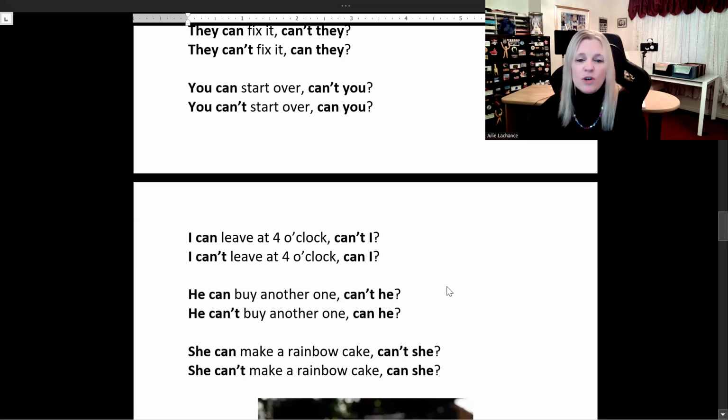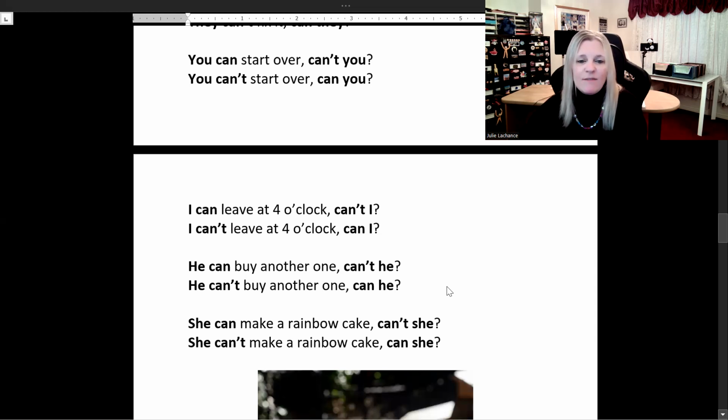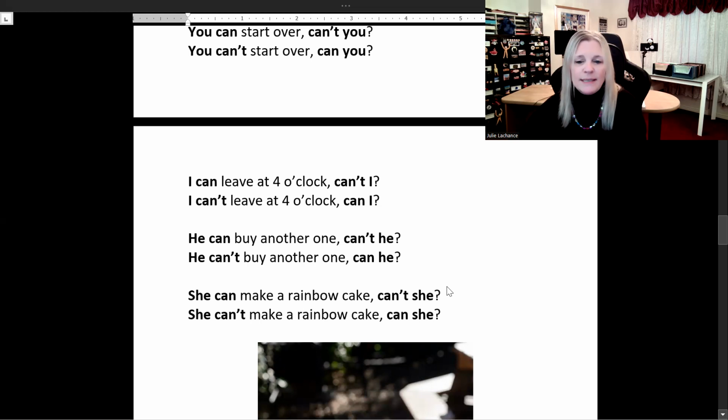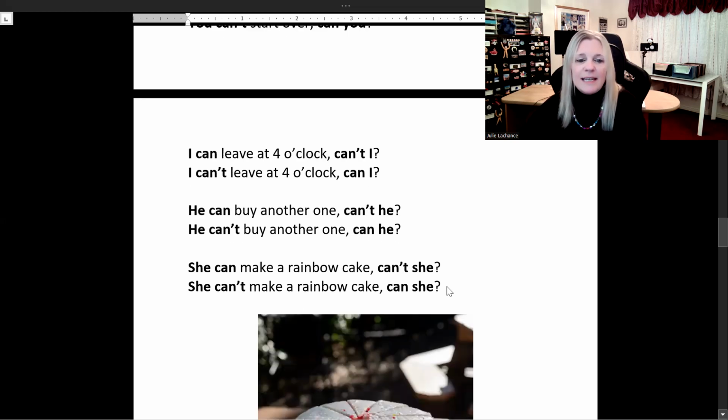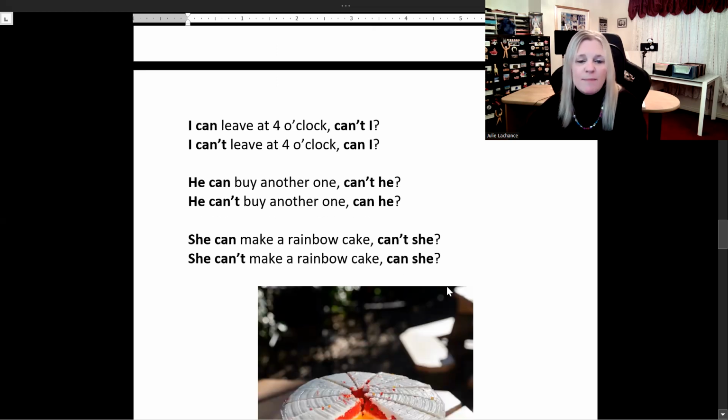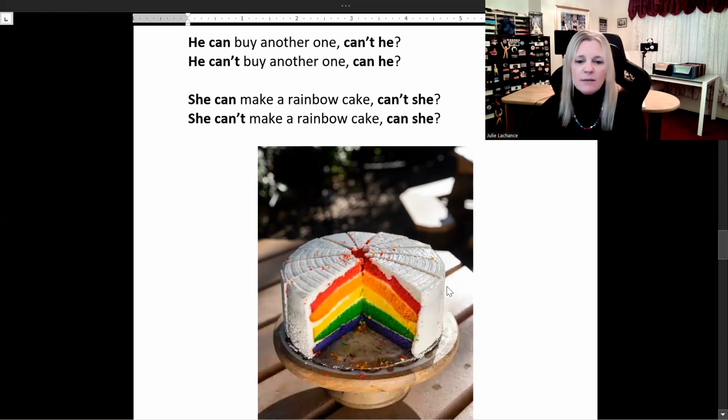I can leave at 4 o'clock, can't I? I can't leave at 4 o'clock, can I? He can buy another one, can't he? He can't buy another one, can he? She can make a rainbow cake, can't she? She can't make a rainbow cake, can she? Look at that delicious rainbow cake. I would really appreciate having a piece of this delicious rainbow cake right now.